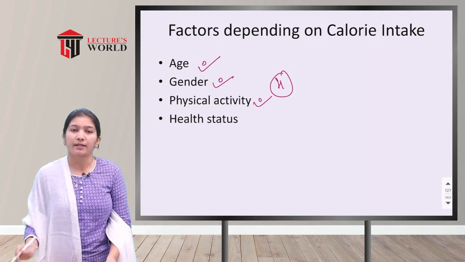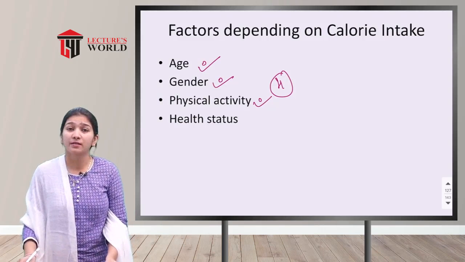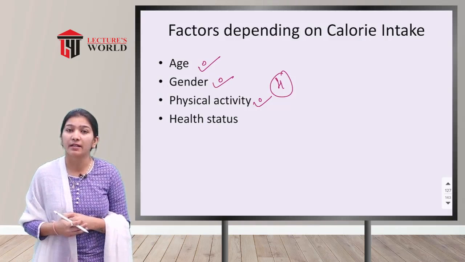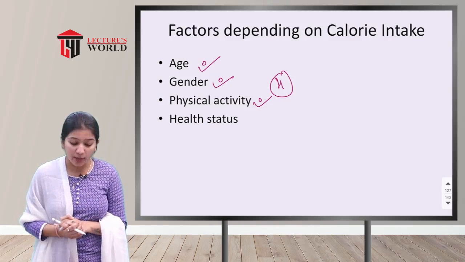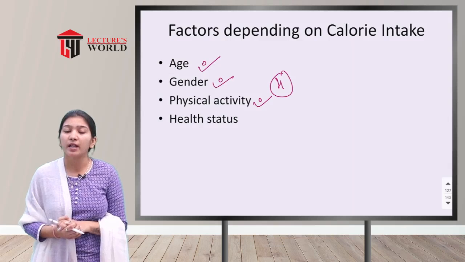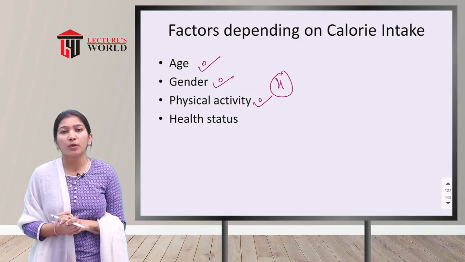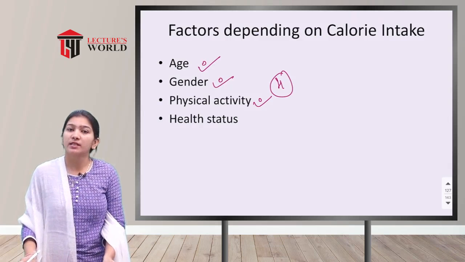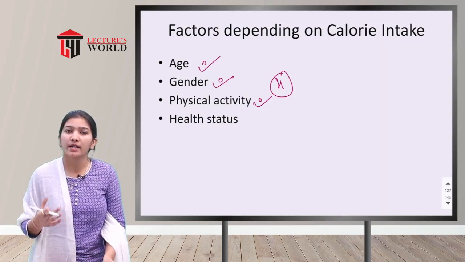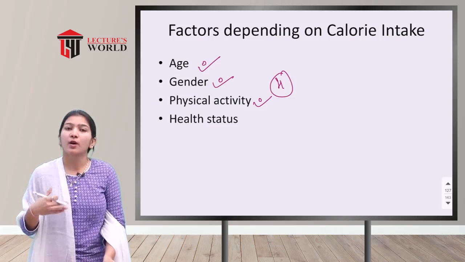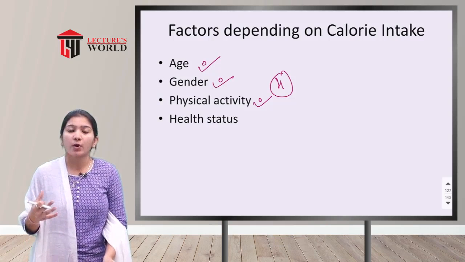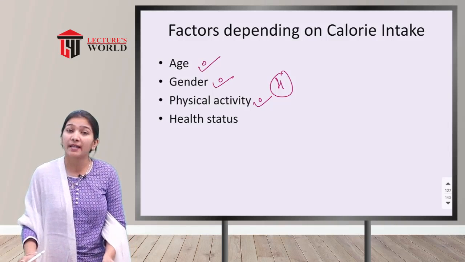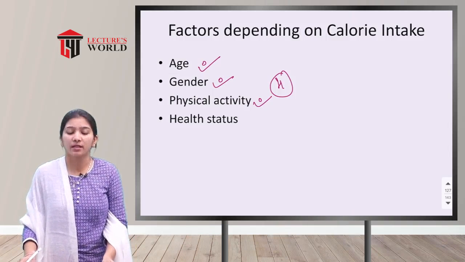The third thing is physical activity. Those who are athletes, heavy workers, or who spend their life doing heavy physical activity, require more calories compared to people living a sedentary lifestyle. The people who do regular exercise, regular yoga, meditation, those who are athletes, sports persons, those who live their life in physical activity, require high calorie in comparison to the people who live a sedentary lifestyle.